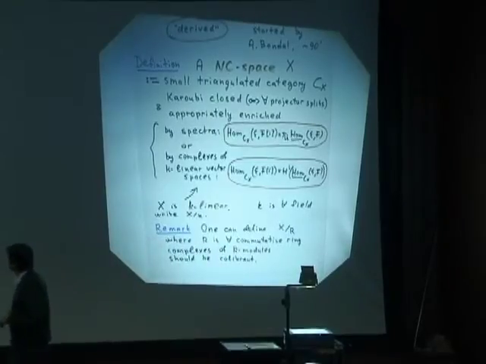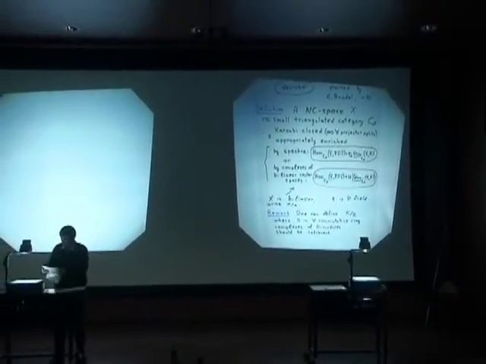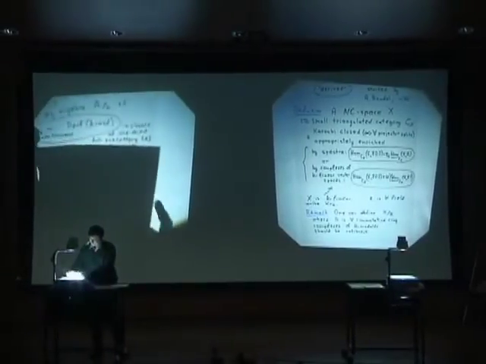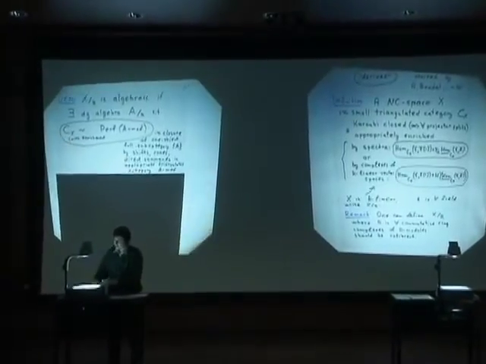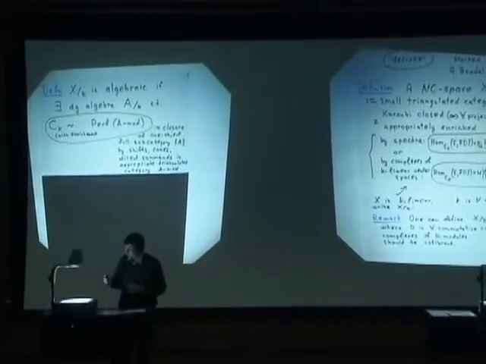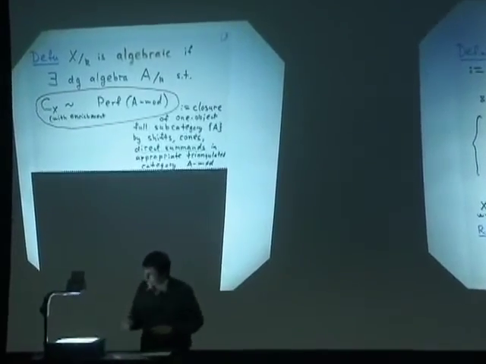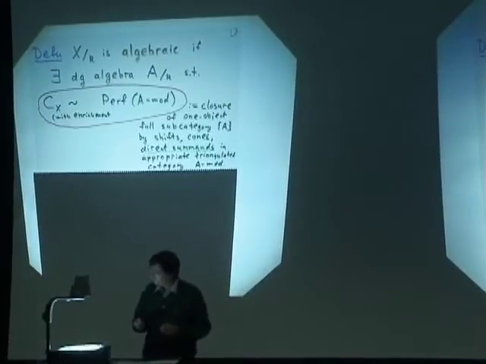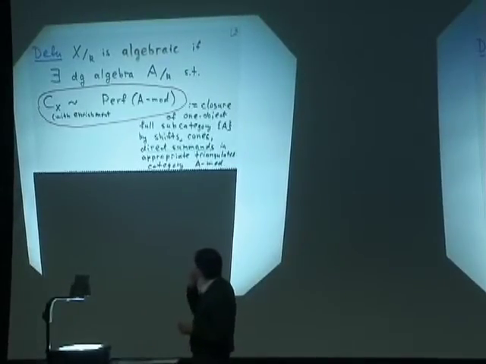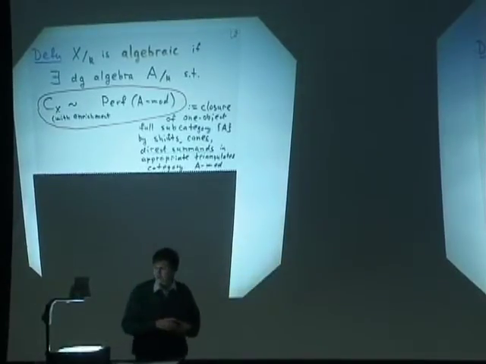Sorry. Okay, so the next definition is of what has some chance to be related to algebraic geometry, or maybe some infinite dimensional geometry. I say the space is algebraic over a field if it's described by some differential graded algebra. So what does it mean? I consider the category of differential graded A-modules.